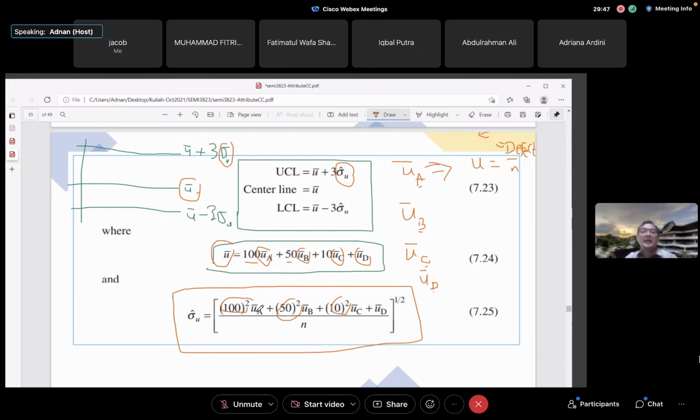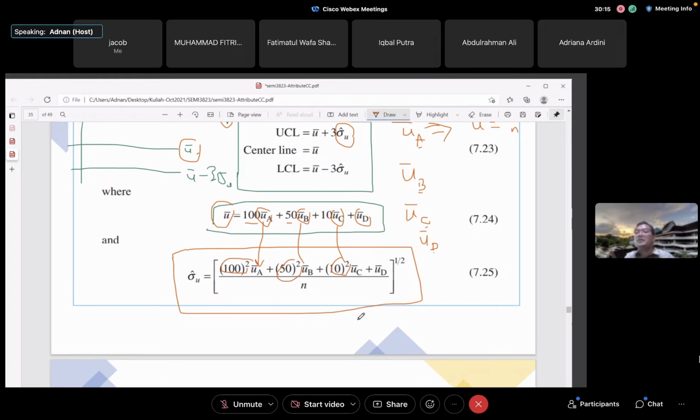In this case, we use the same values, but we square the weightage. After that, divide by N, the sample size, and then we get the square root. Okay, any question up to this point?